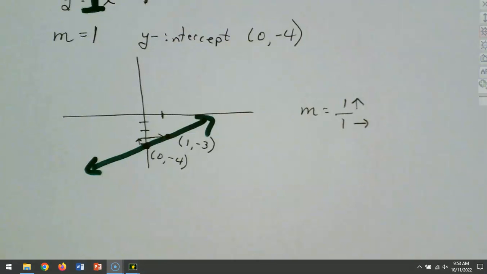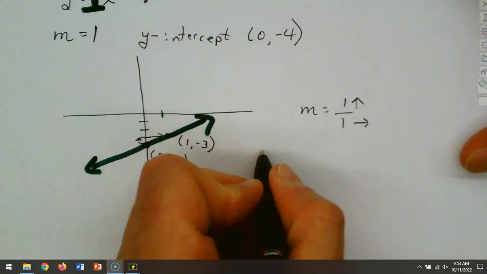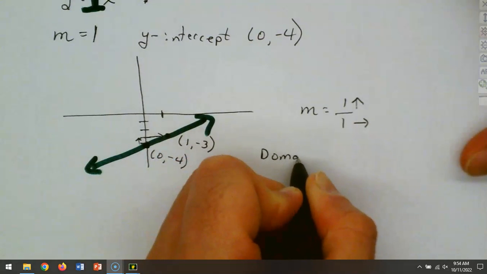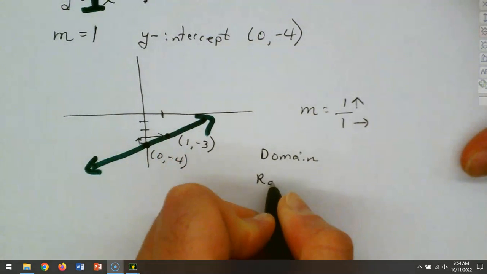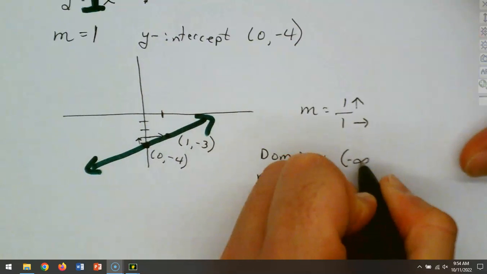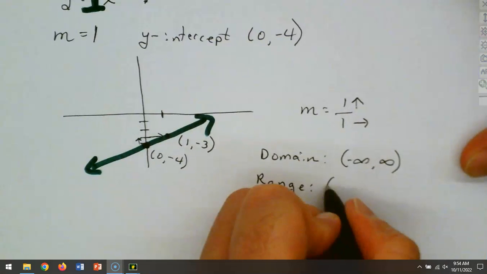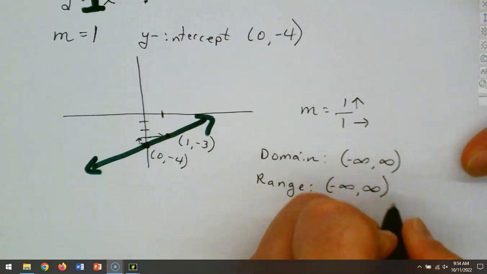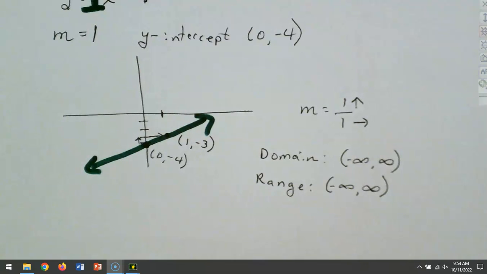We also need to get the domain and range. Does anyone know what the domain and the range of this would be? Yep, and it's going to be the same for both, isn't it? All diagonal lines have a domain and range that are negative to positive infinity. So every diagonal line is going to have the same domain and range.